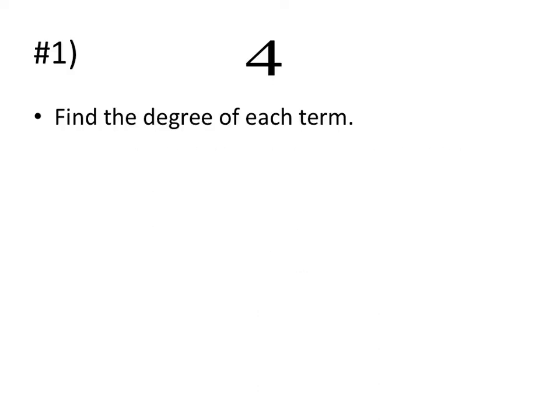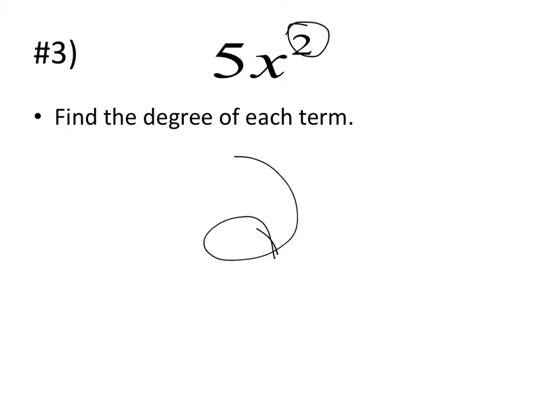Okay, so find the degree of each term. When you're finding the degree of the term, remember, the definition says that it is the sum of the exponents of the variables. So with 4, there are no variables, it's a constant. So the degree of the term would just be 0. No variable there. Now, this time we only have one variable, and its exponent is 2, so the degree of this term would be 2.